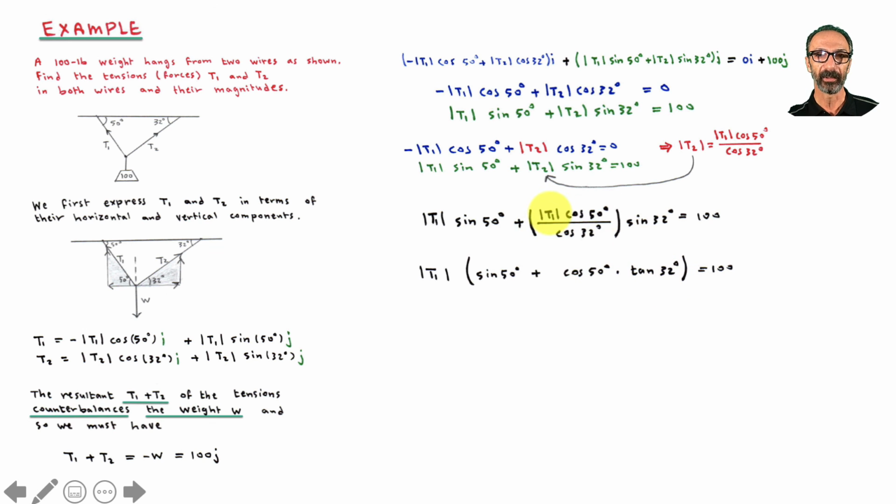If you take T1 and T1 magnitude out as a common factor, so going from this right here to this right here, I did two things. This right here is tan 32, and this right here was pulled out as a common factor. This is what we call two birds, one stone.